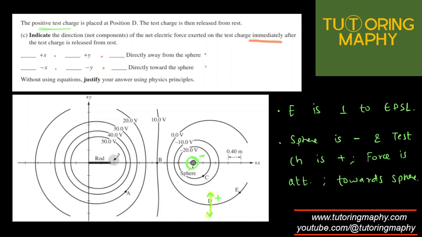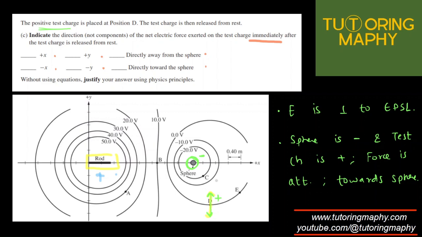Of course, we can also argue that there is a rod here, and the rod is positively charged, so it is going to repel this. But once again, even if we do not take that force into consideration, the sphere's force is the one which is leading because this is closer to it. That's one way to understand. Another way to understand is also that along the electric field lines, potential decreases.